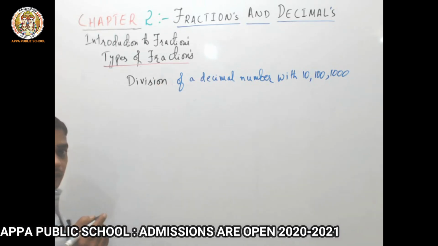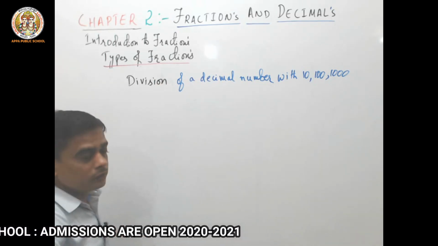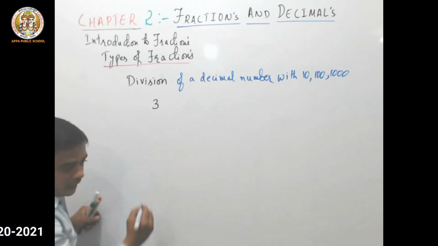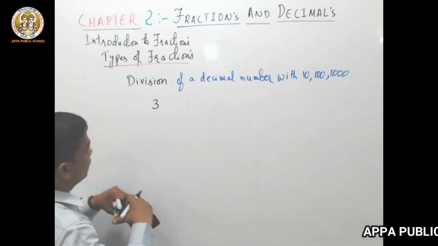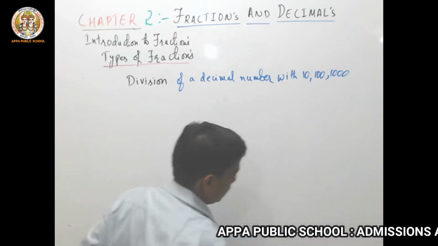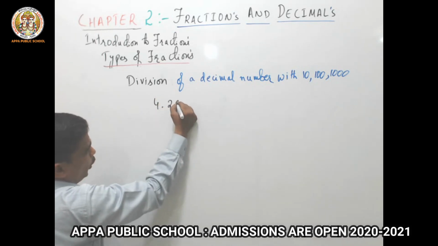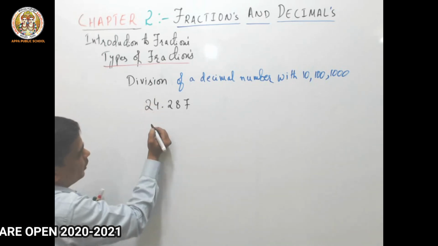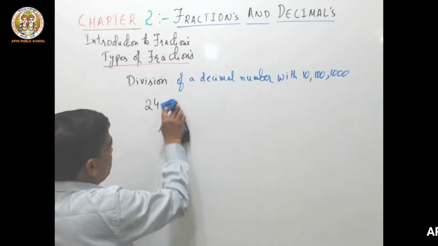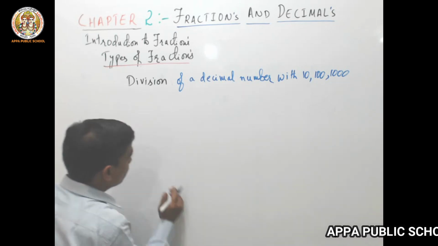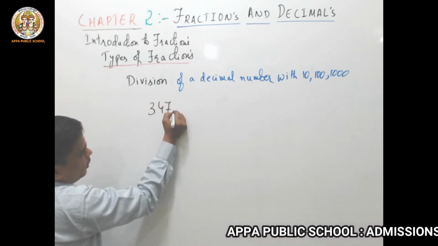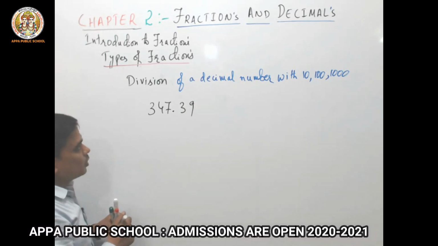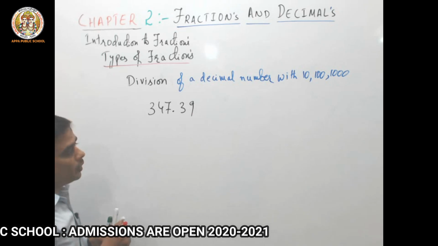Division of a decimal number by 10, 100 and 1000. Suppose I take any other number. Shall I take 4.287? Or 28.24? Take a bigger number, a 3 digit number. 347.39. Suppose I am dividing the decimal number 347.39 by 10.